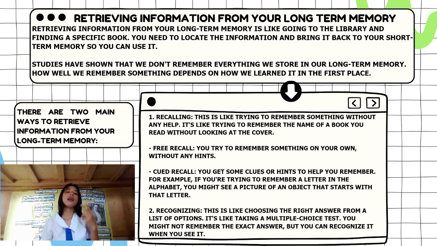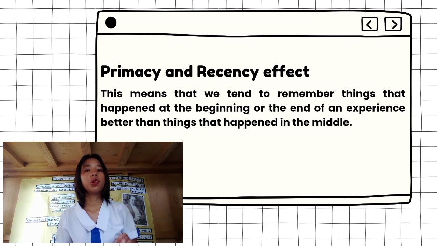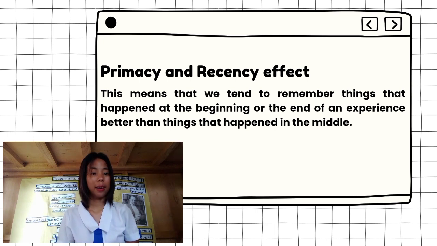The next, second, is recognizing. So this is like choosing the right answer from a list of options. It's like kanang sa mga multiple choice tests. You might not remember the exact answer, but ma-recognize nimo siya o makita nimo siya. Mao na ang recognizing.